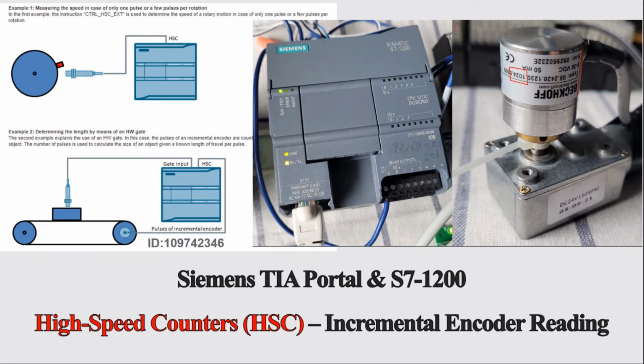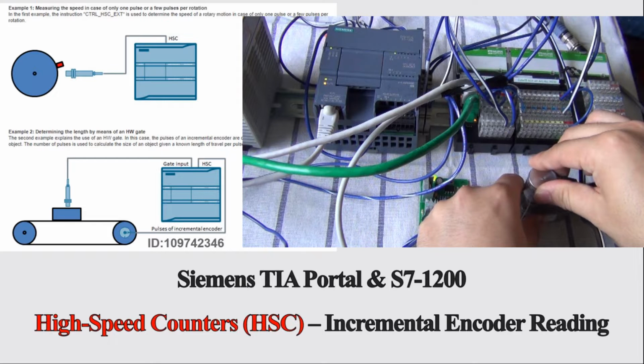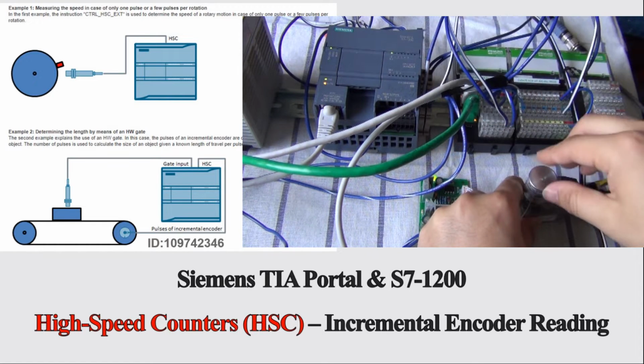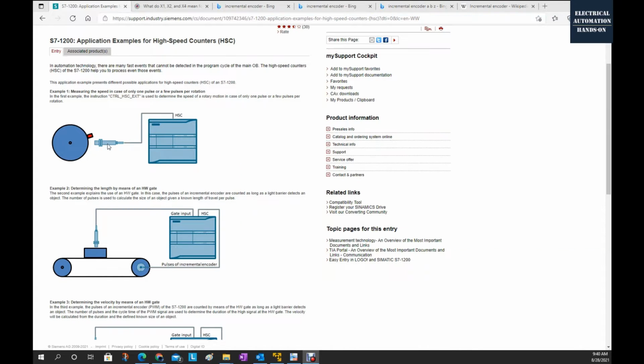Hello everyone. In this video, I would like to discuss how we can use the Siemens S7-1200 PLC to read a sensor or an incremental encoder, counting the signals from the sensor or incremental encoder so we can measure the speed or the distance. This is a very common case if you are developing a packaging machine or conveyor or some very simple distance or speed measurement system.